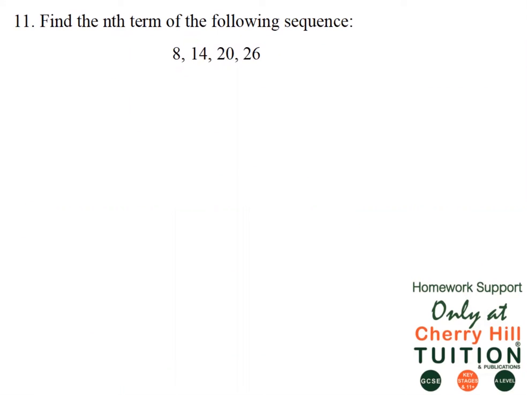Question 11, find the nth term of the following sequence. So the first step is to work out the difference between each term. The difference between 8 and 14 is plus 6. The difference between 14 and 20 is plus 6. And the difference between 20 and 26 is plus 6. This means that our sequence relates to the 6 times tables, which is 6n.